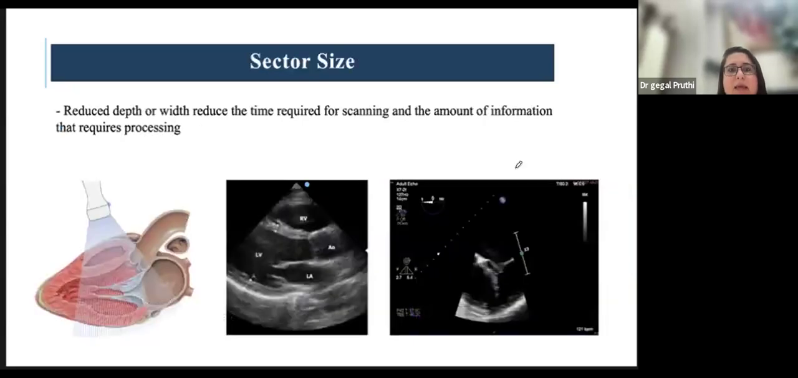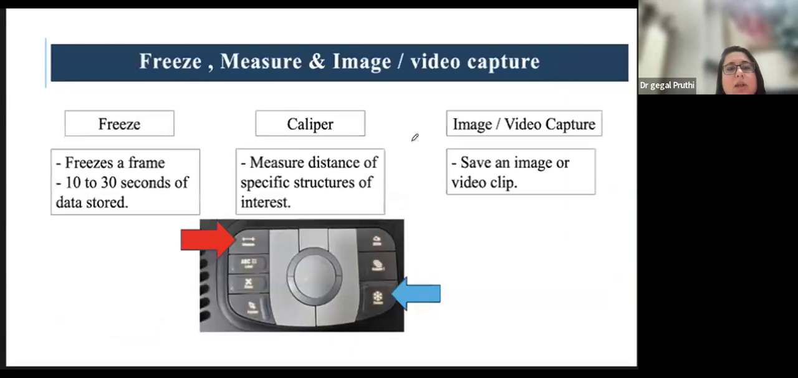Coming to the sector size. If you reduce the depth or the width, it reduces the time required for scanning and the amount of information that requires processing. So decreasing the sector size or depth will increase your frame rate, and therefore it will improve the image quality. Now, after you have optimized the image, you can freeze the image, you can measure the distance of specific structures, and also you can save an image or video clip.